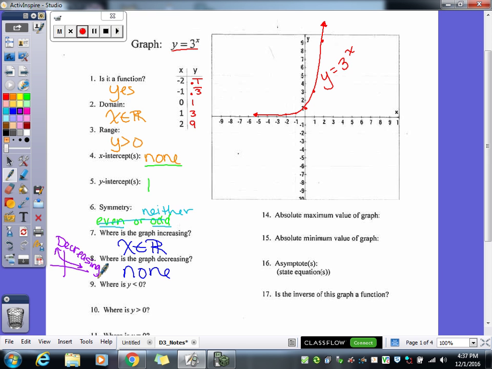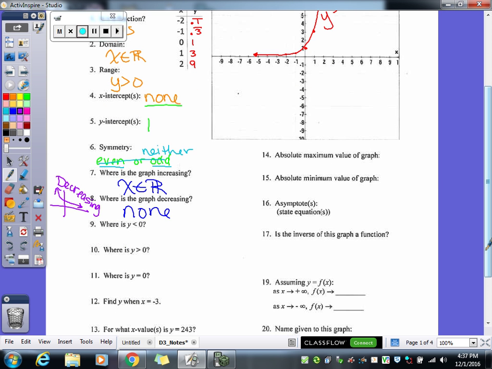They want to know, where is the graph less than 0? Remember, it's less than 0 if it's below your x-axis. This graph is not. So we can say nowhere. They want to next know, where is the graph greater than 0? This would be above your x-axis. If we take a look at it, the entire graph is above the x-axis. So we would say x is an element of the reals. The entire thing is above.